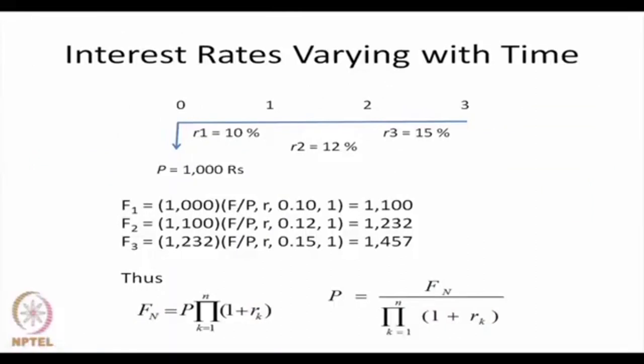Now, in practice, there are some issues concerned with varying interest rates. This is one example of interest rates that vary over time. Here, suppose that an investment is made or a payment is made for 1000 rupees, it is quite possible that in the first year the interest rate is 10%, in the second year the interest rate is 12%, in the third year the interest rate is 15%. So, this is an example of interest rates varying with time.